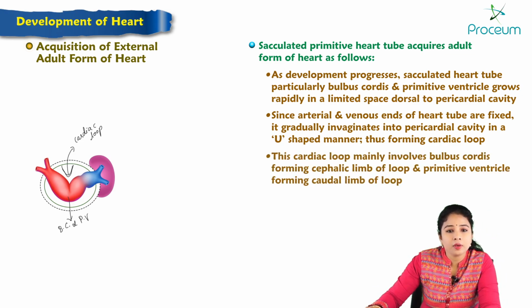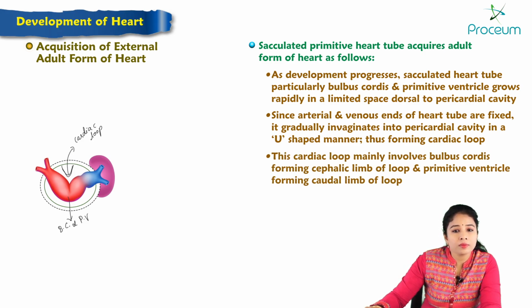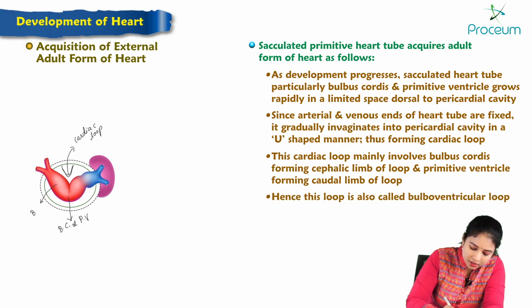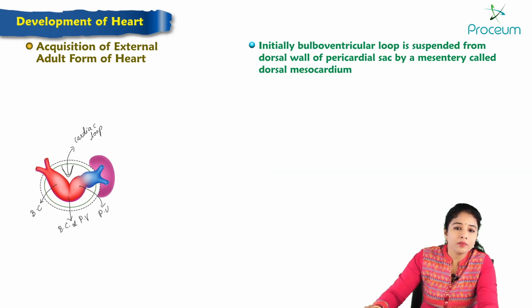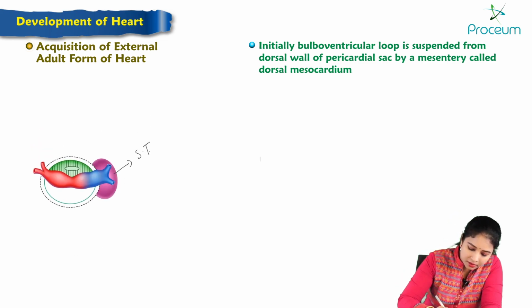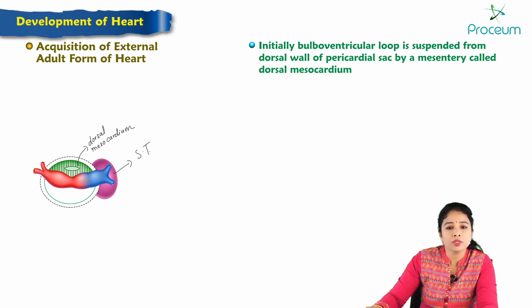So this cardiac loop mainly involves the bulbus cordis forming the cephalic limb of the loop and the primitive ventricle forming the caudal limb of the loop. So the cephalic limb is the bulbus cordis and the caudal limb is the primitive ventricle. Initially the bulboventricular loop is suspended in the dorsal wall of the pericardial sac by a mesentery called the dorsal mesocardium. So here we can see the mesentery, which is called the dorsal mesocardium.